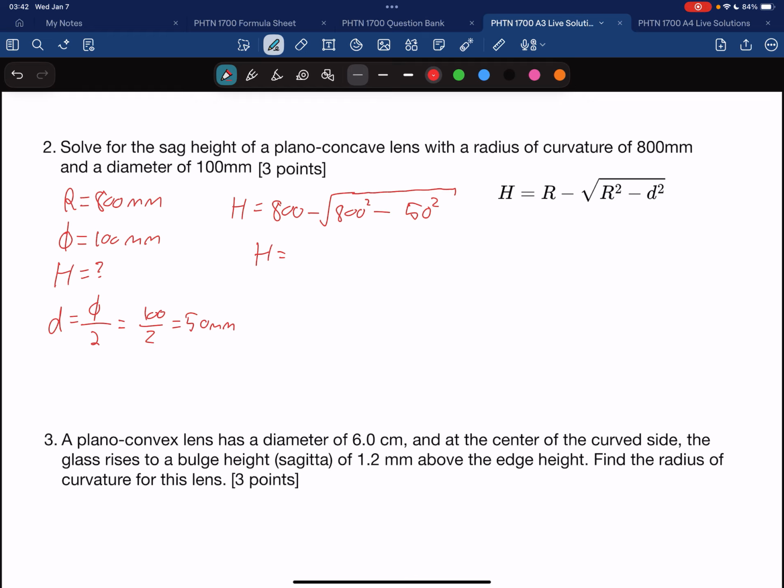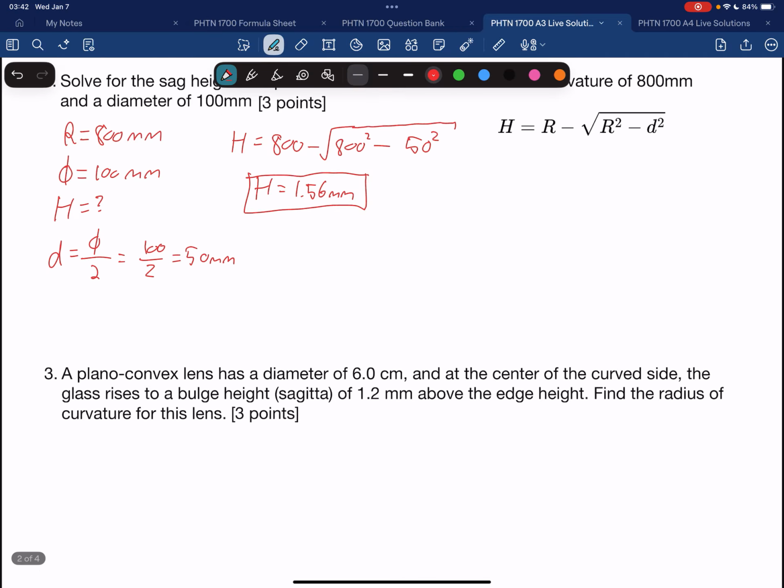And this gives us an H of, I think it was 1.56, but let me punch these numbers into my calculator just in case. Yes, 1.56. Again, this was all done in millimeters. Okay, so that was our answer for number 2 there.